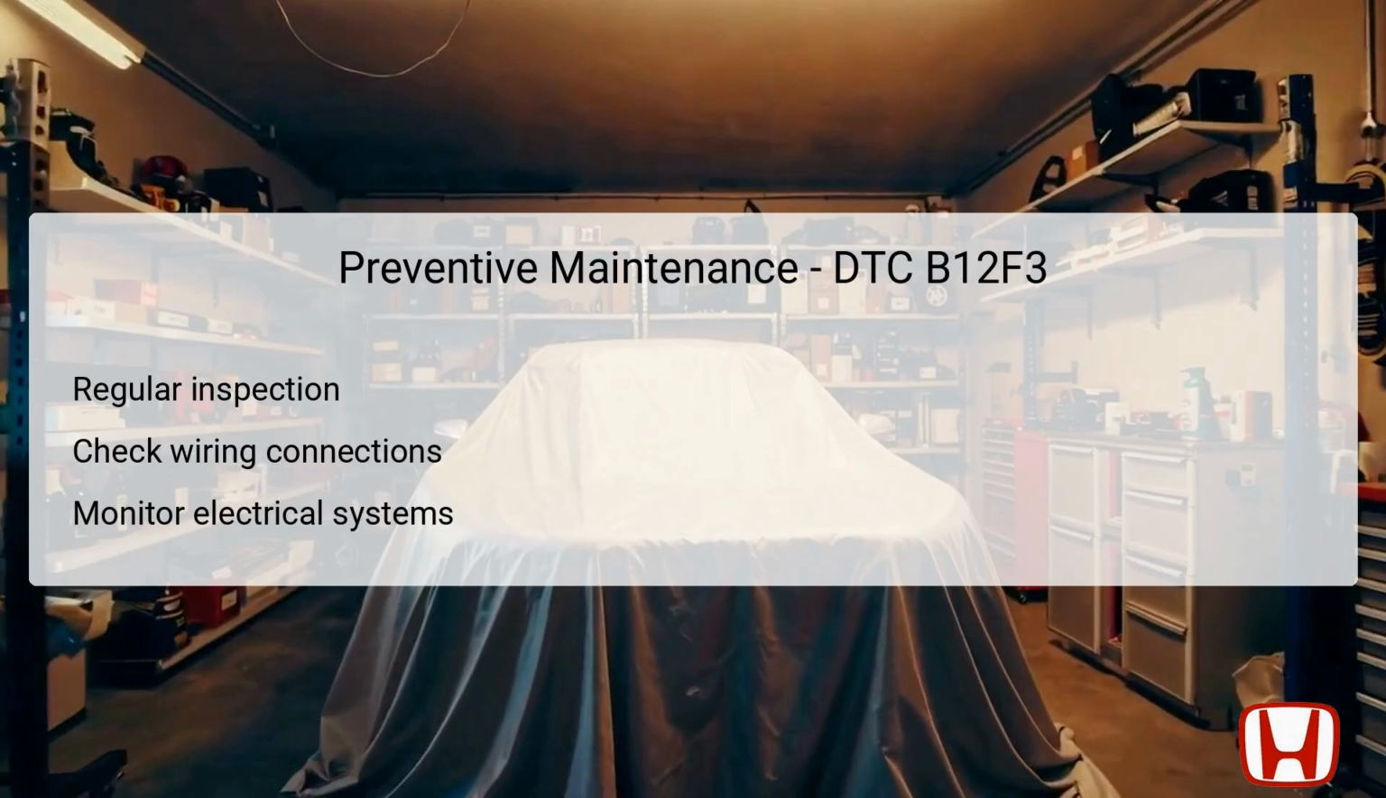Implementing preventive maintenance is key to minimizing the likelihood of DTC B12F3 reoccurring. Regular inspections of the vehicle's wiring and connections can significantly mitigate communication issues between the power control unit and transmission control unit. During routine service intervals, it's advisable to inspect connectors for signs of wear or corrosion, which may impede electrical flow. Keeping the electrical systems monitored, especially after any automotive repairs, is also beneficial.